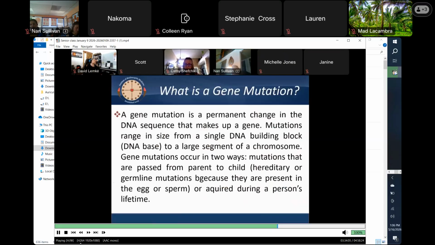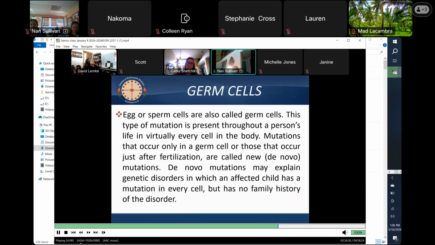Mutations range in size from a single DNA building block or a DNA base to a large segment of a chromosome. Gene mutations occur in two ways. Mutations that are passed from parent to child, which is hereditary, or germline mutations because they are present in the egg or sperm, or acquired during a person's lifetime. Egg or sperm cells are called germ cells. This type of mutation is present throughout a person's life in virtually every cell in the body.